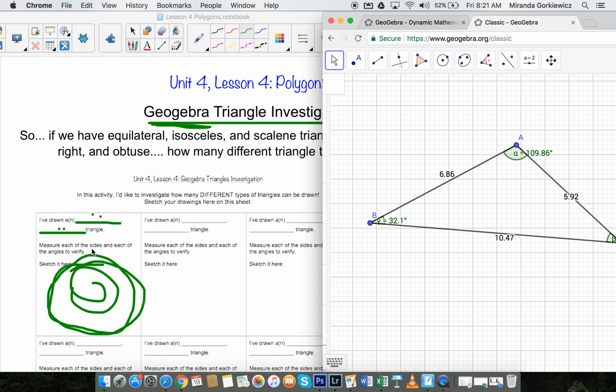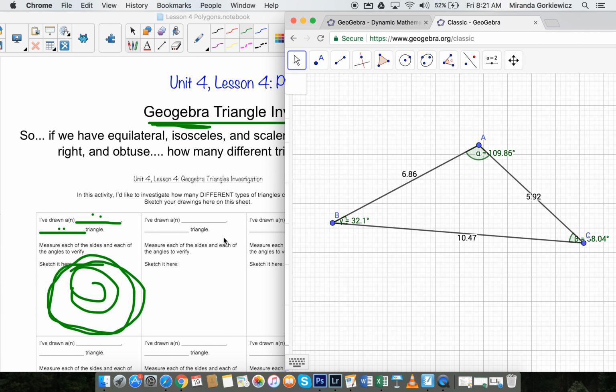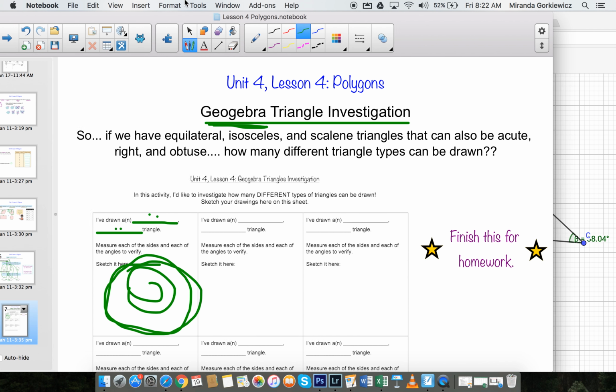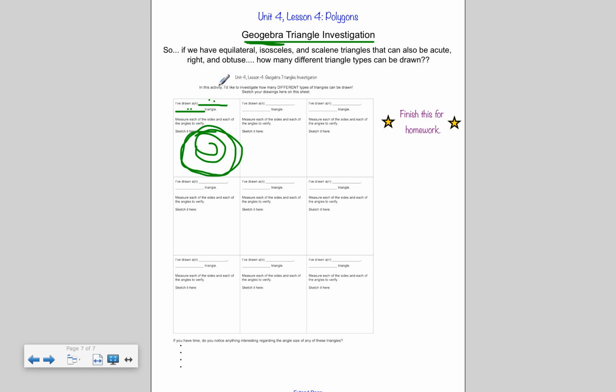Please do take the time in your sketch to write down the measures of the angles and the measures of the sides to prove that you in fact have drawn a scalene acute or a scalene obtuse. Your homework started in class right now, but your homework is to finish all 9 of these triangles. Please glue this in. If you have some time, see if you can find some interesting observations, anything interesting that you see in your 9 triangles.